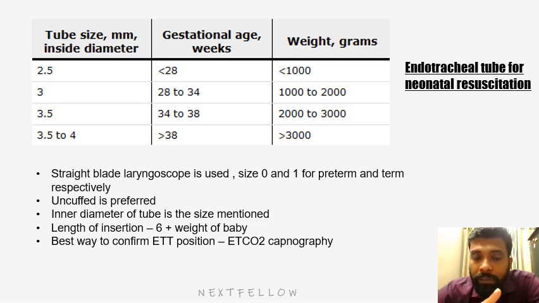And the length of insertion is roughly 6 plus the weight of the baby. Suppose it is a 3 kg baby, the length of insertion is up to the marking 9. And the best way to confirm ETT position is ETCO2 capnography.